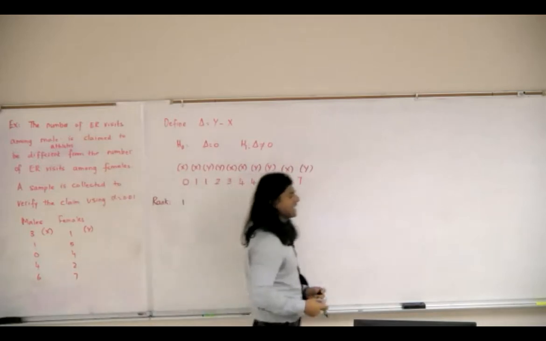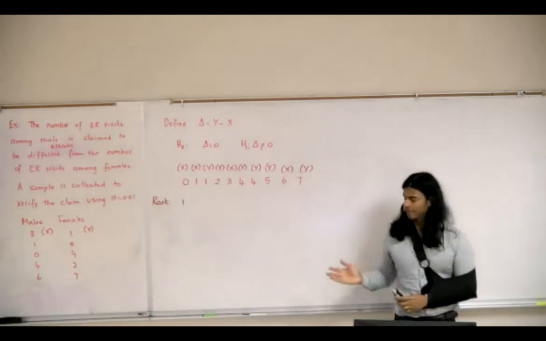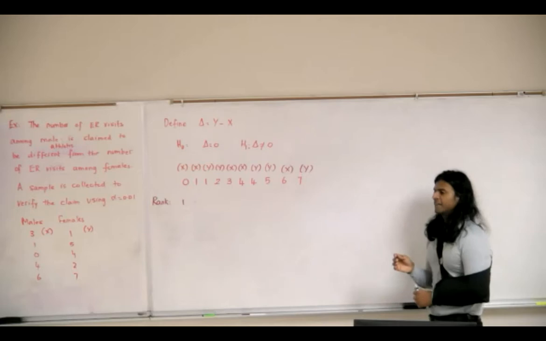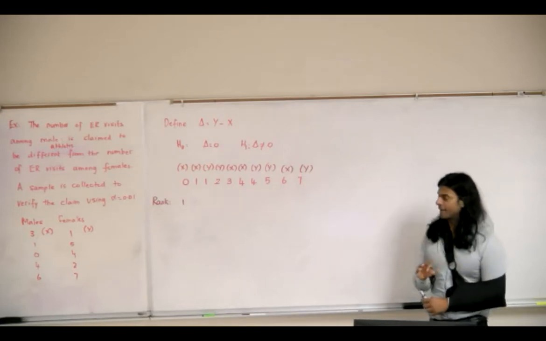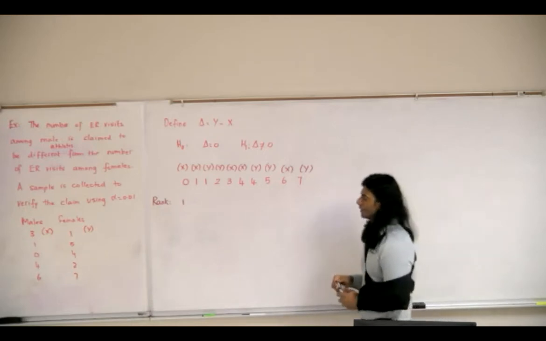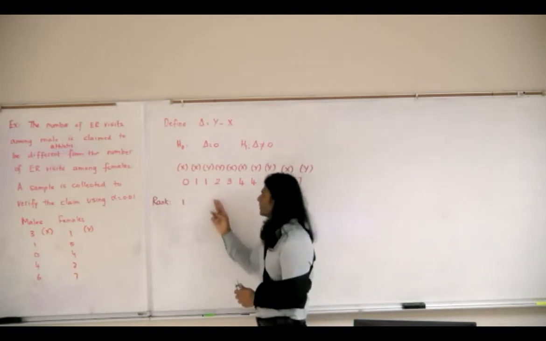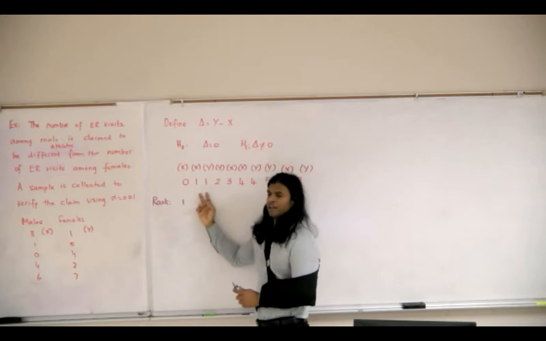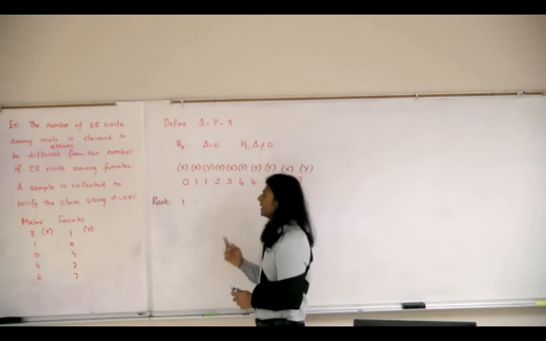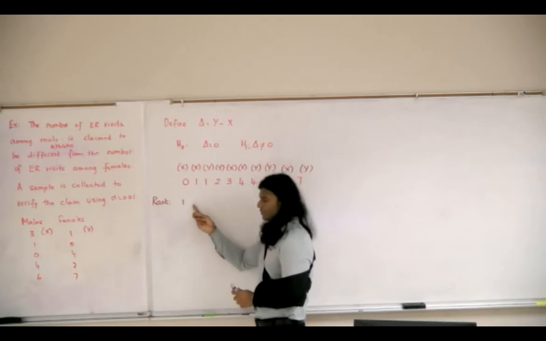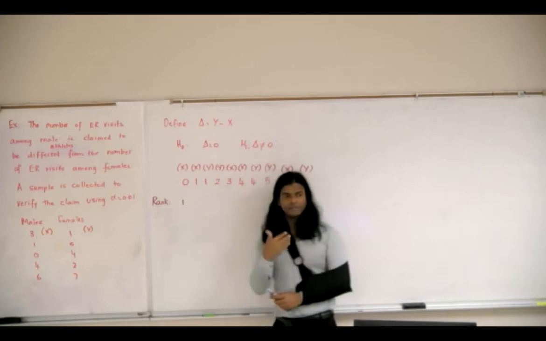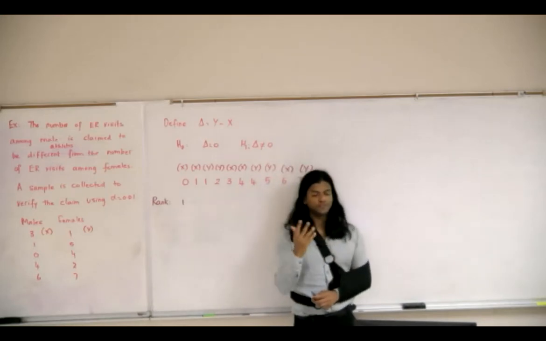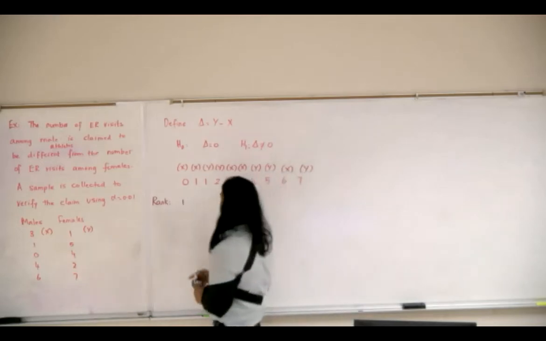So same traces like the previous test. When we have ties, we take the average of the ranks and assign them to the observations. So if these 2 observations were different, I would have assigned 2 and 3. But since they are identical, I'm going to assign the average of 2 and 3, which is 2.5.